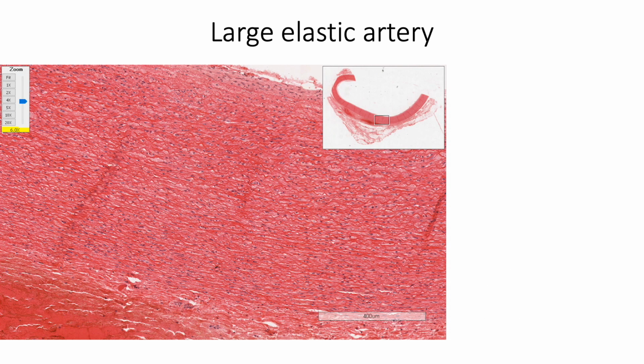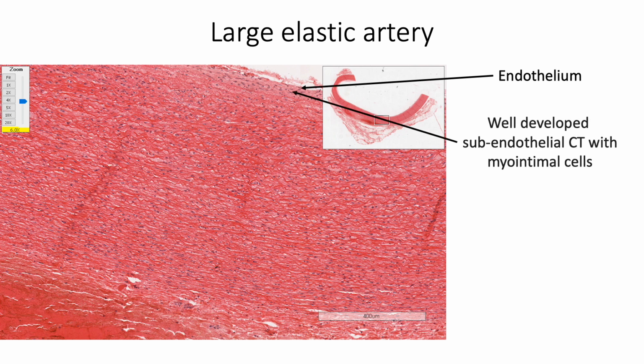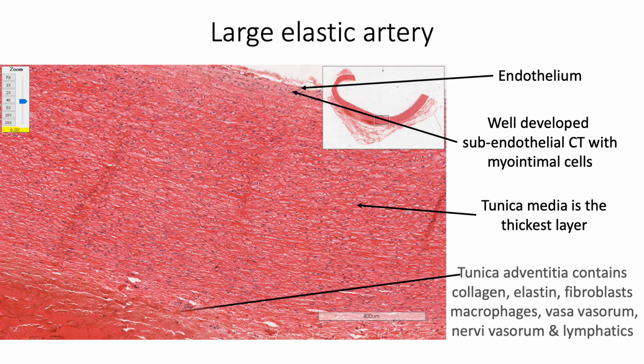Tunica intima contains endothelium and well-developed subendothelial connective tissue with myointimal cells. Tunica media is the thickest layer, and tunica adventitia contains collagen, elastin, fibroblasts and macrophages, vasa vasorum, nervi vasorum, and lymphatics.